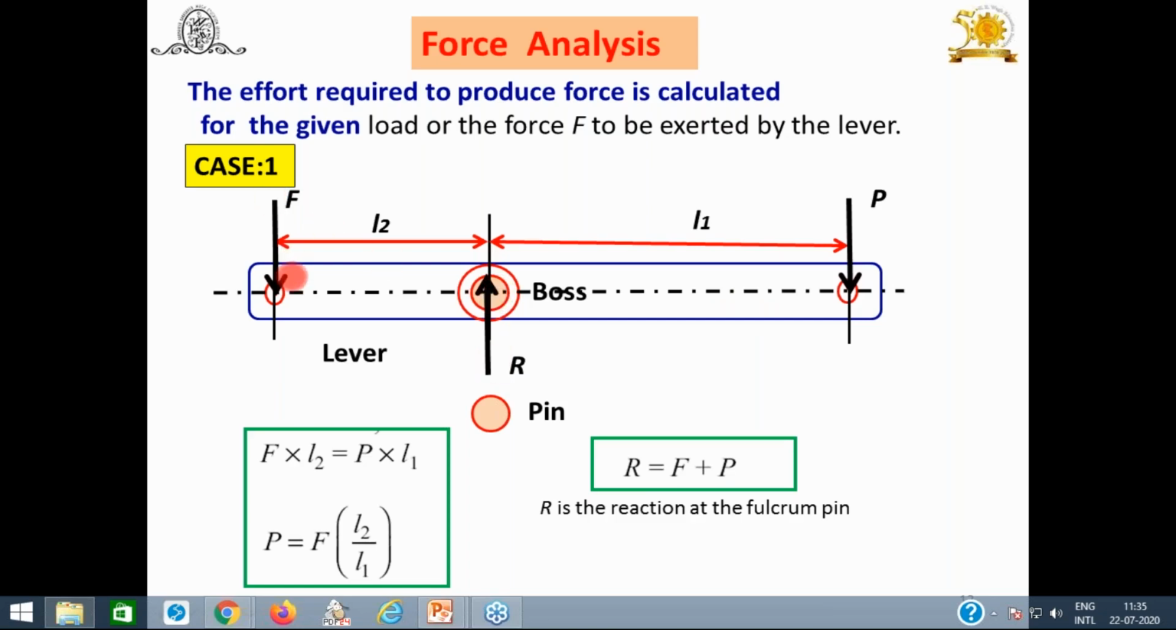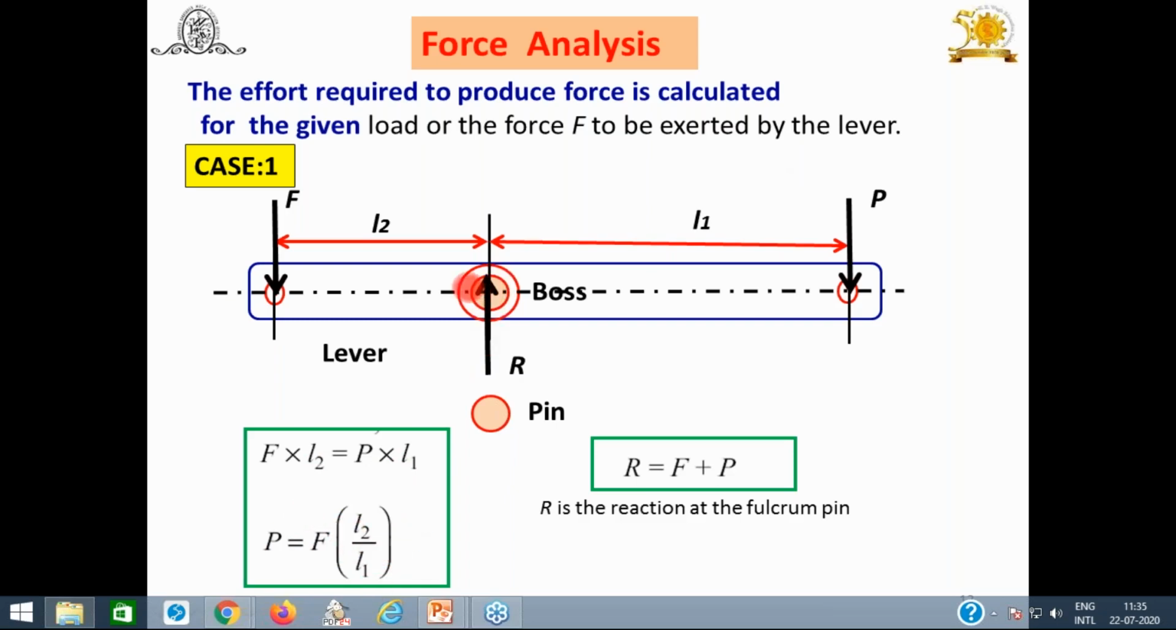First of all, consider the moments of the forces, and I have already explained what you mean by lever. F into L2 is equal to P into L1. I have written this equation: F into L2 is equal to P into L1, moment of forces. So you will get equation number 1. From this equation, you will get P is equal to F into L2 upon L1, that is, effort. Try to understand equation number 1.